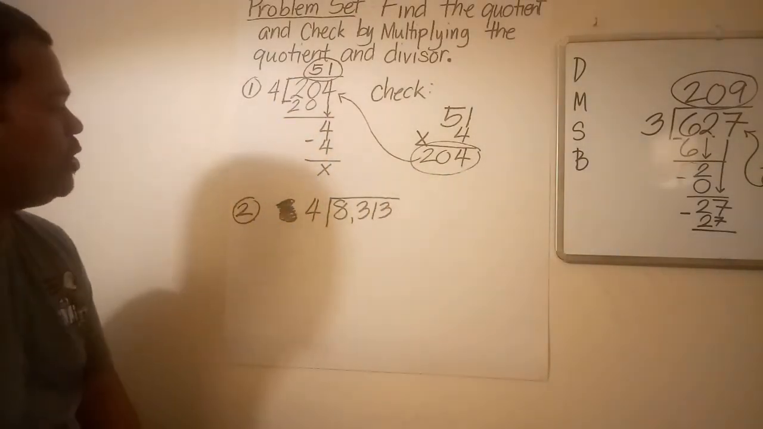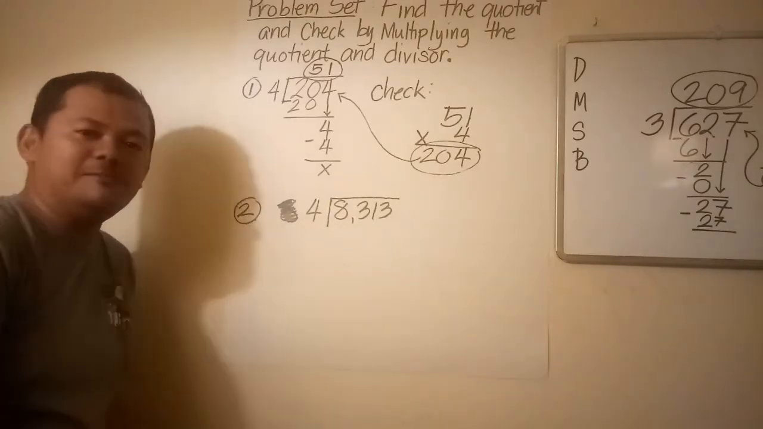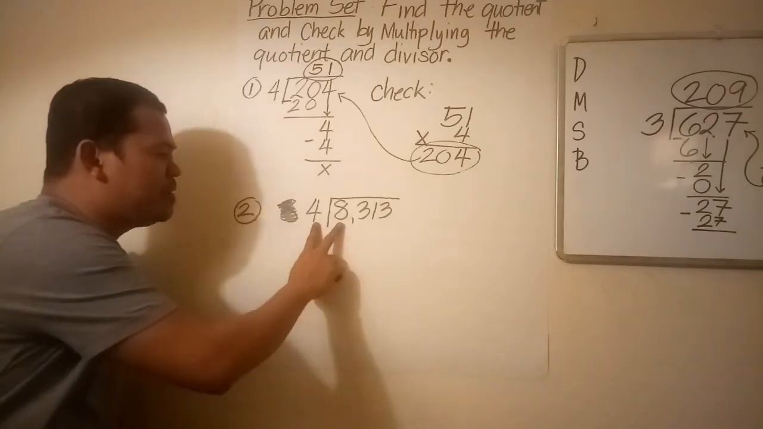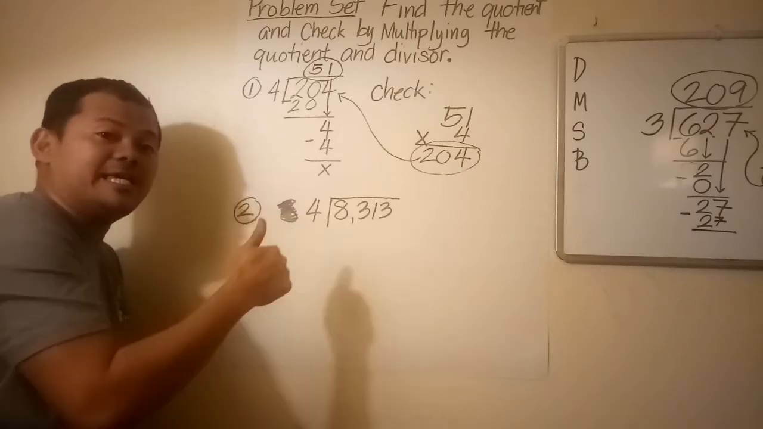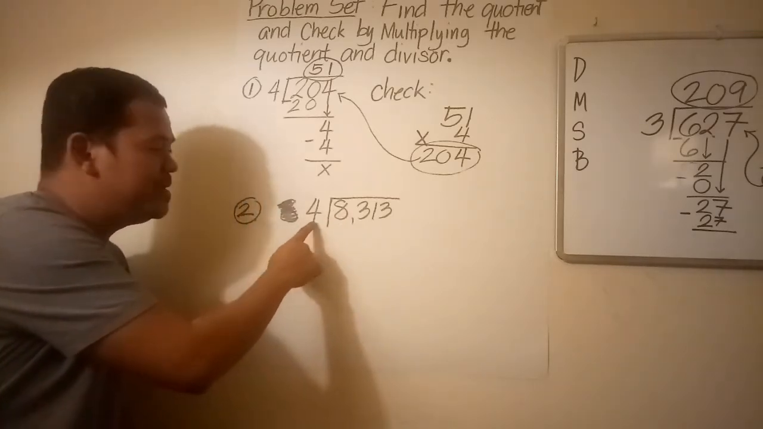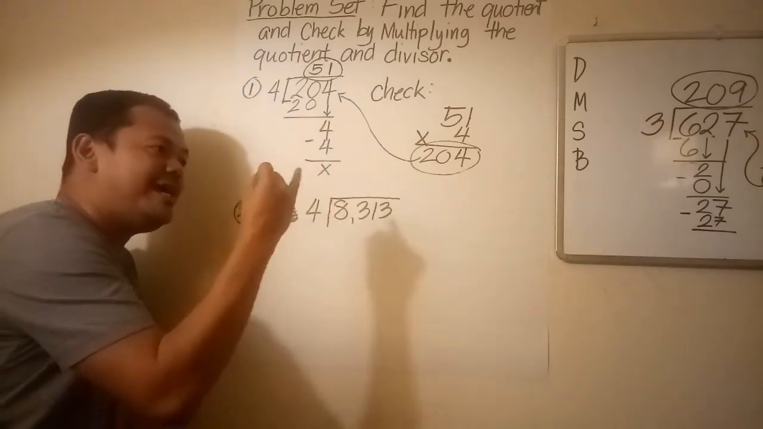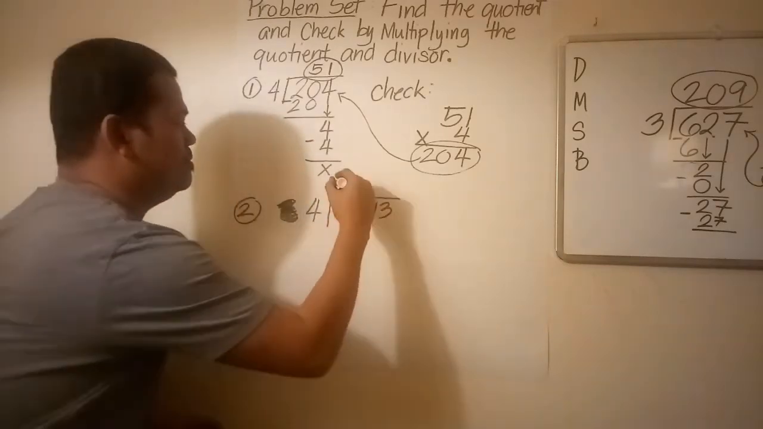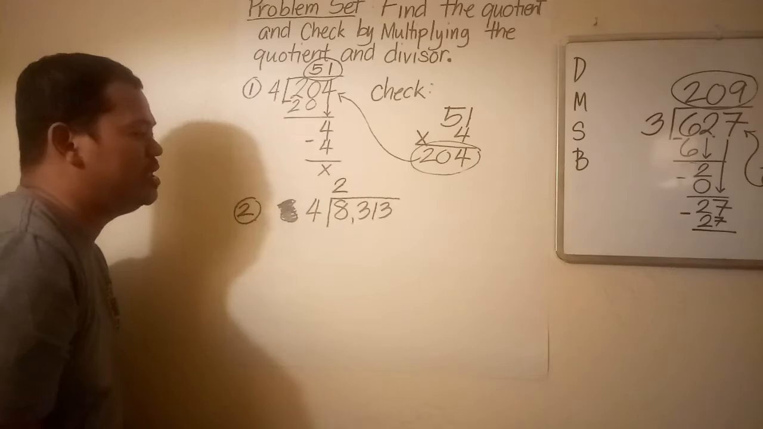Next, we are going to answer 8,313 divided by 4. Let's check the number which is nearest to 4. We got here 8. Is 8 greater than 4? Yes. If it is greater than our divisor, we can use it to divide. 8 divided by 4. Let's count by 4: 4, 8. How much? It's 2. So we're going to write here 2. Now, 4 times 2. How much? It's 8.